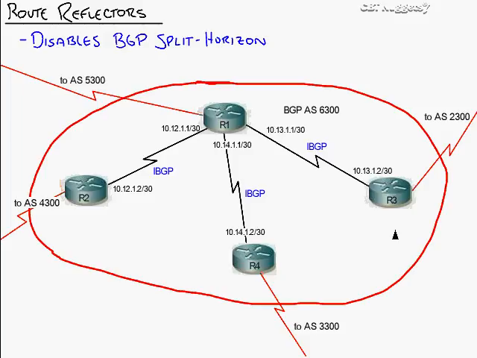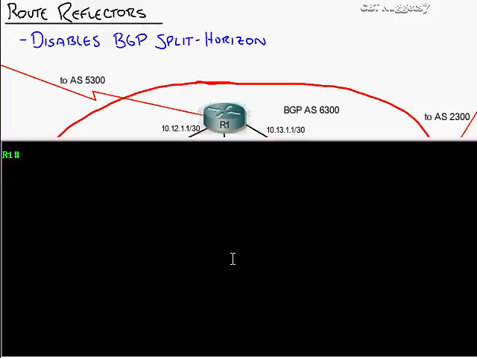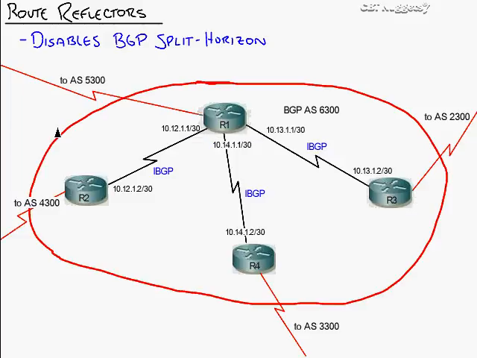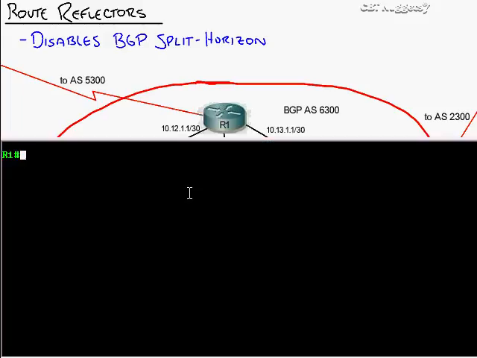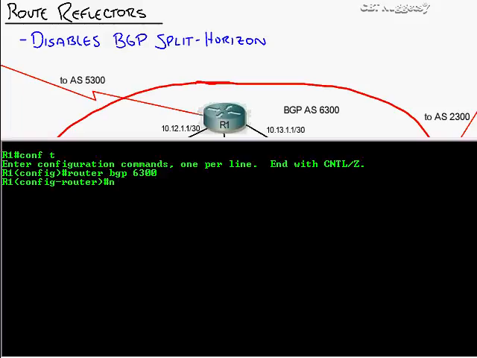It's actually, the configuration is a piece of cake. It's the concepts that you need to make sure you remember with route reflectors. I'm going to go to the router that I designate as my route reflector, which in this case, router 1 looks like the best bet. And I'm going to say, router 1, get into global config mode. Router BGP autonomous system 6300, and I will say, you are a route reflector.